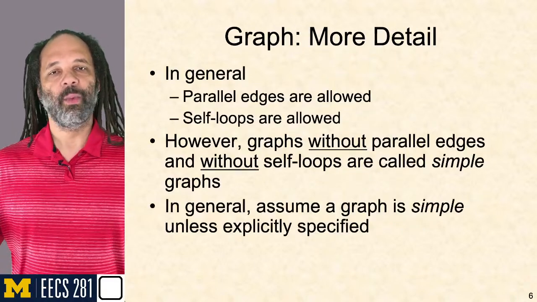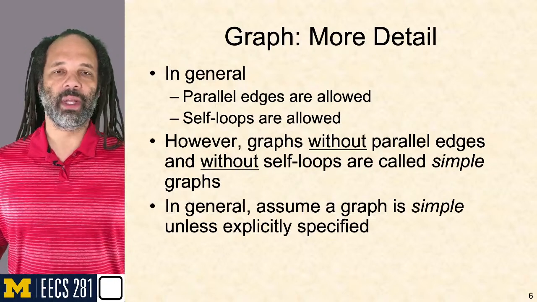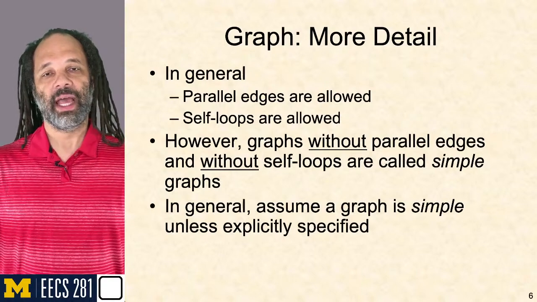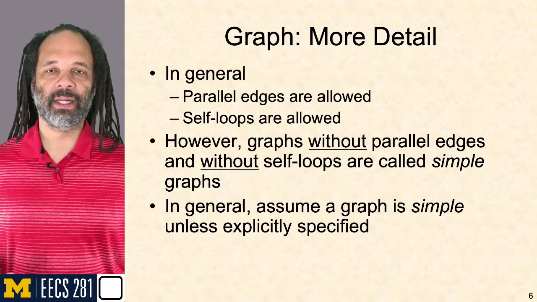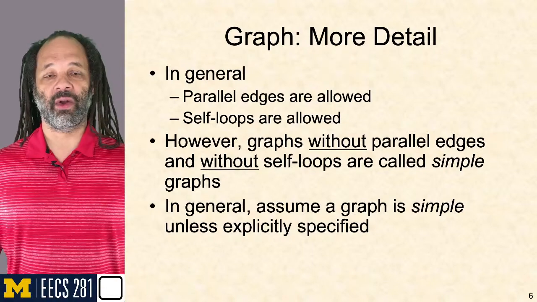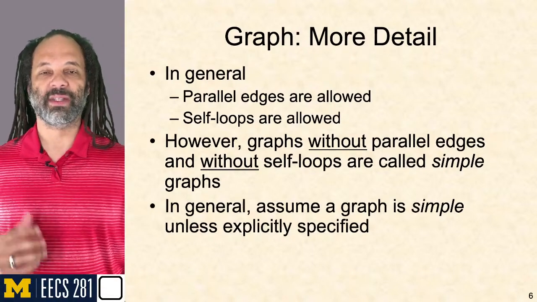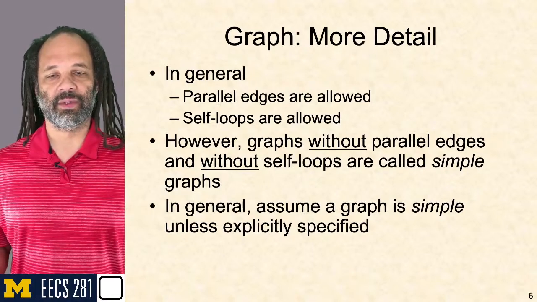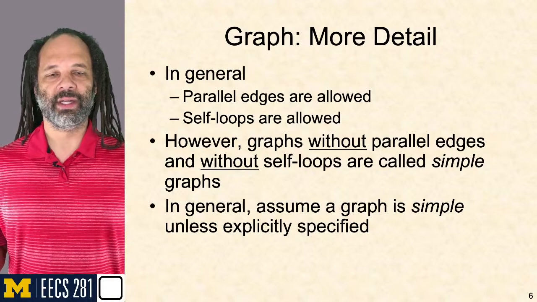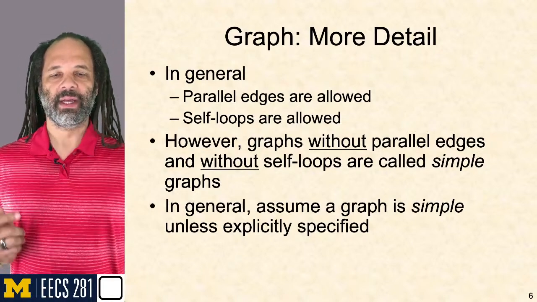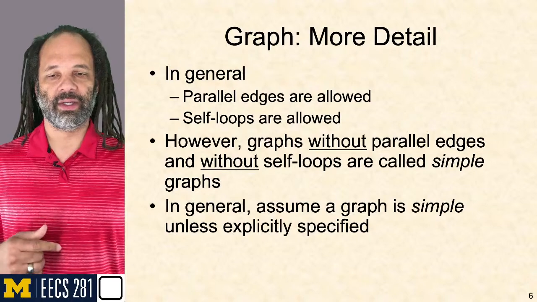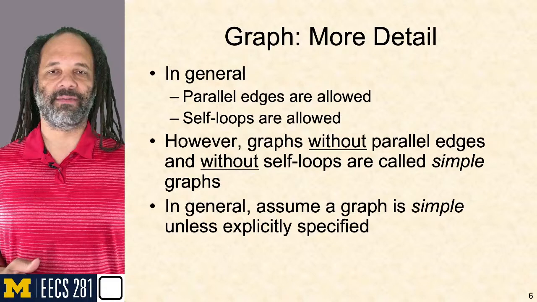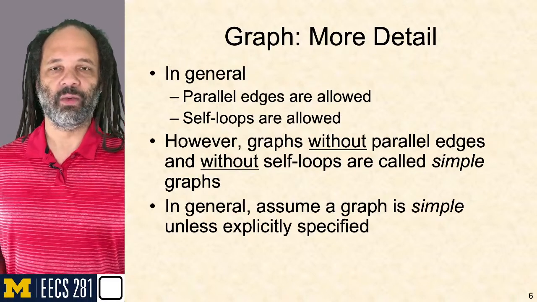In more detail, we could say that in general, we do allow parallel edges. The general definition of graphs allows for parallel edges and self-loops, but most of the time in 281, and most of the time in general, you're generally talking about what we call simple graphs. And simple graphs don't have parallel edges and they don't have self-loops. So if we don't mention it, we're generally talking simple graphs, and you can imagine that parallel edges and self-loops will not exist. So unless it's explicitly specified that this is not a simple graph, assume simple graphs.